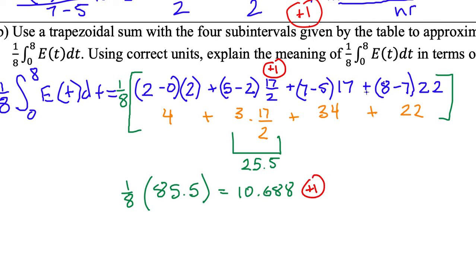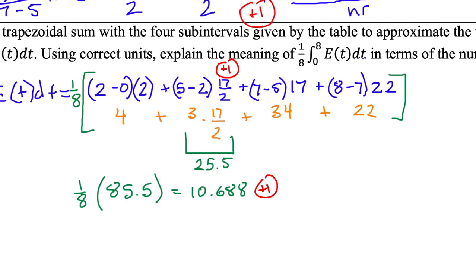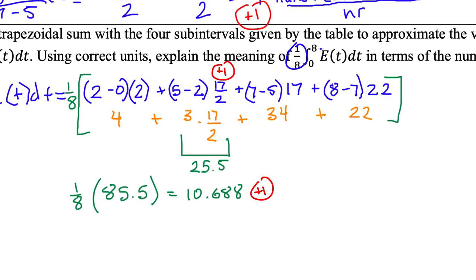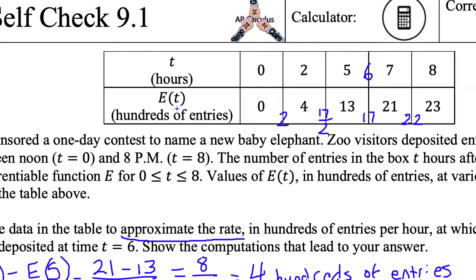And now we need to answer the second part of the question, which is using the correct units, explain what this thing even means. So whenever I have a fraction of an integral, it's always the average value of whatever is on the inside. If that inside is a number, an amount, a rate, it doesn't matter. This is saying what is the average of E of t. And what is E of t? What is the average number of entries? Is the way that I would explain this.